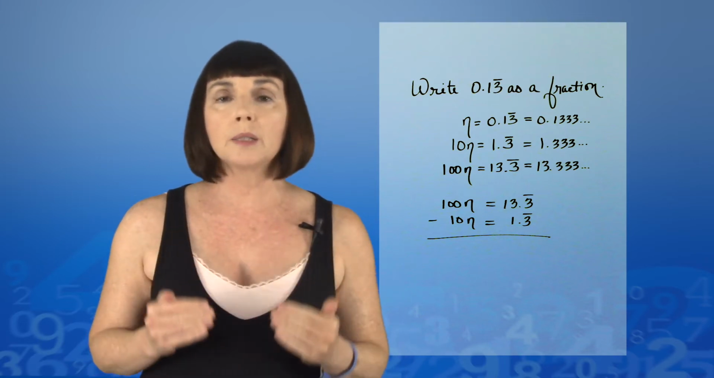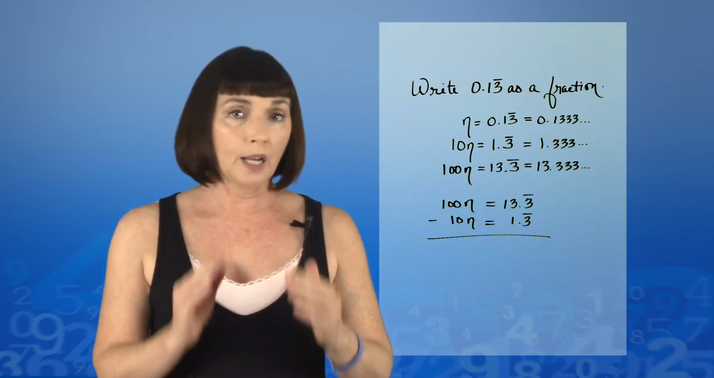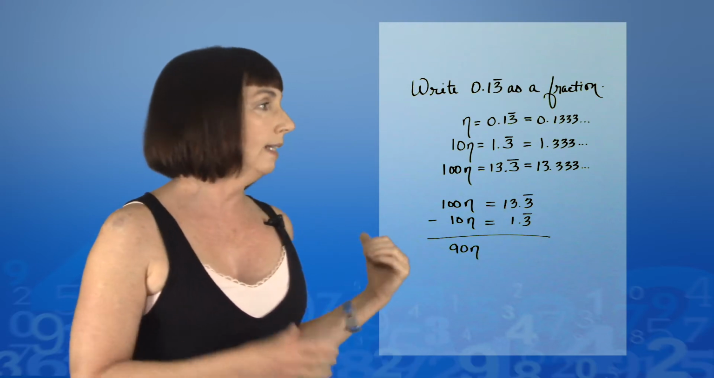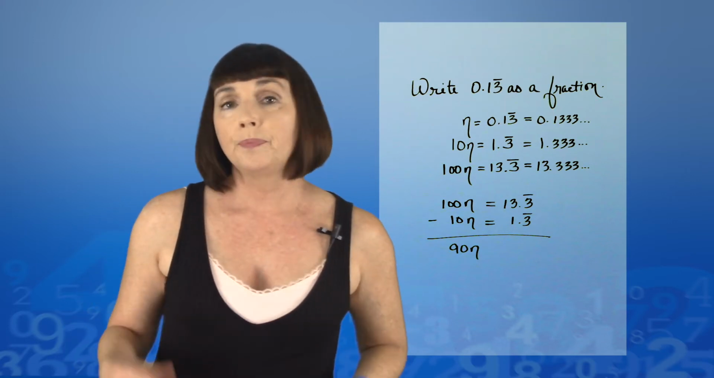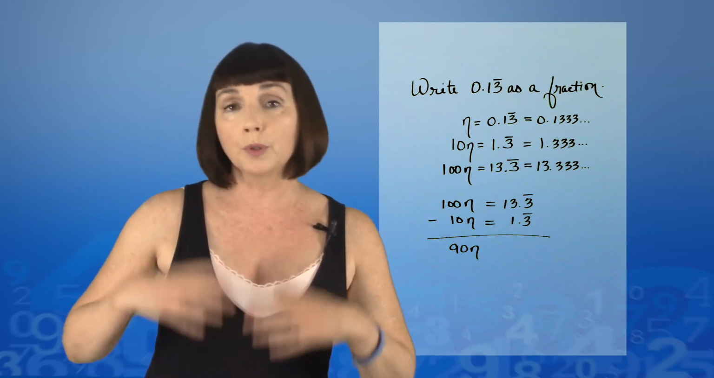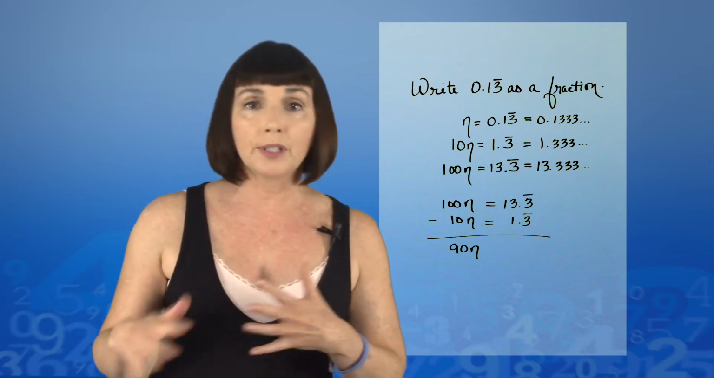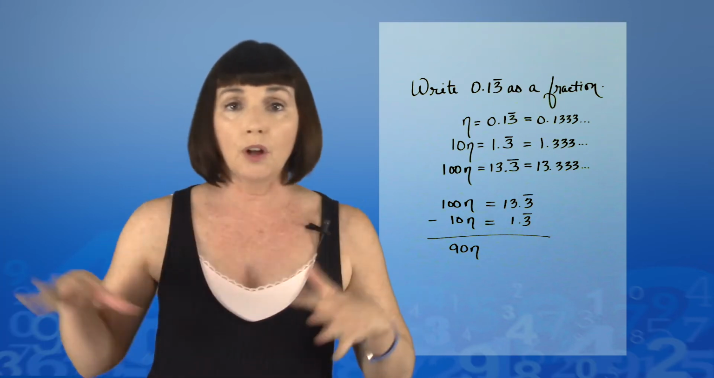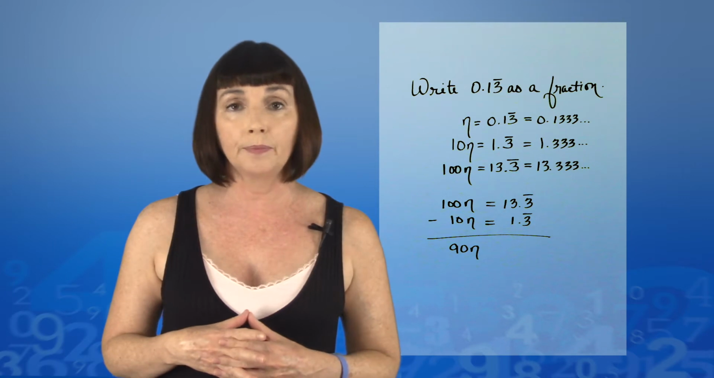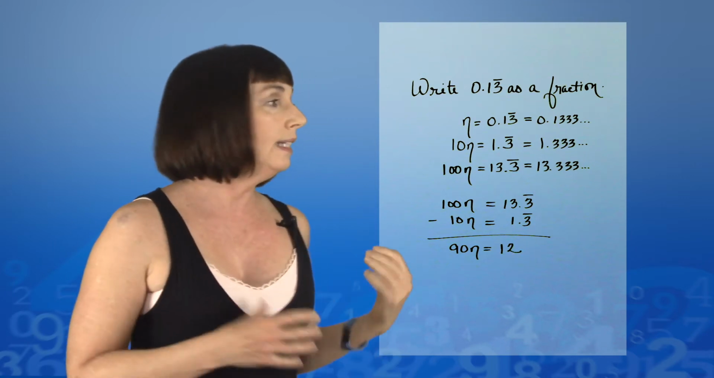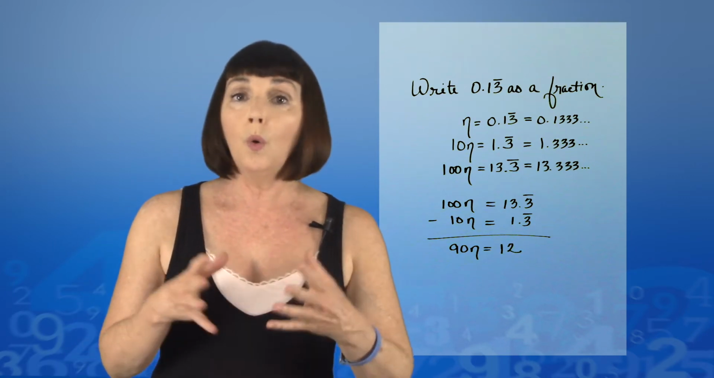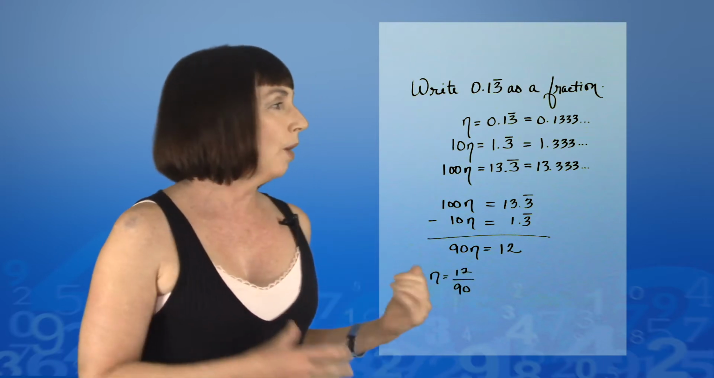Now when we do that subtraction on the left, 100n minus 10n is 90n. And on the right, we get 12. Those 3 numbers after the decimal place, they just all cancel each other out with the subtraction. So now we have 90n is equal to 12. Or n is equal to 12 over 90.